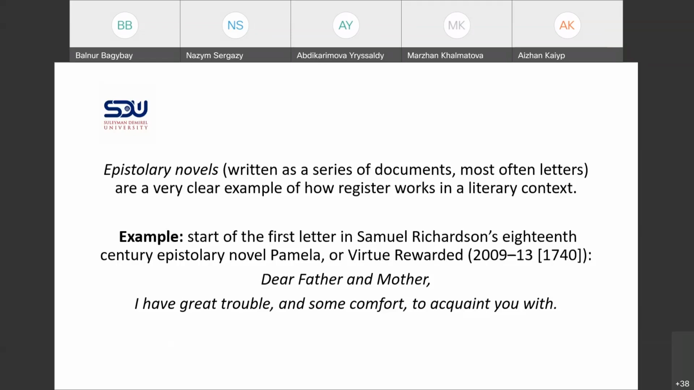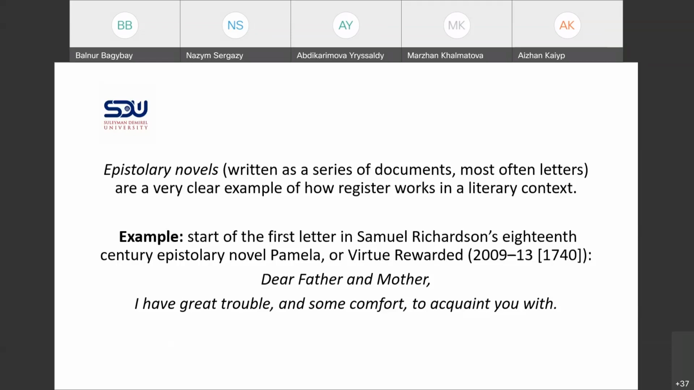She has respect for her parents, and because of that, her tone is quite formal. Tone is very much formal, as you may see here. "To acquaint you with," "I have great trouble," and so on. These words demonstrate that. And to be honest, this kind of register is called a high culture register, especially the phrase "to acquaint you with" demonstrates the high culture well here.